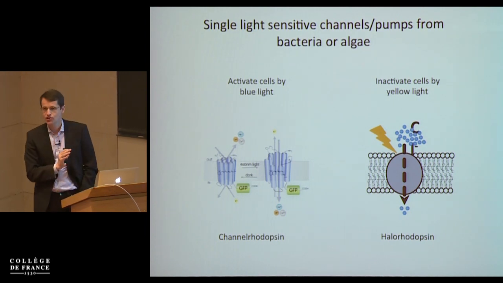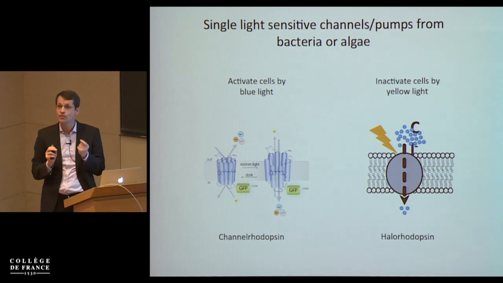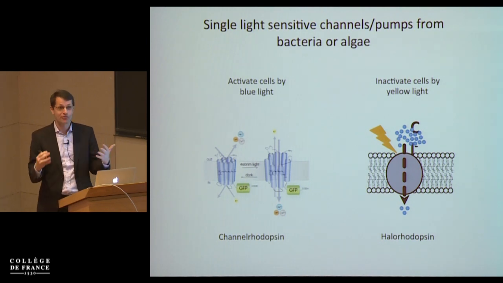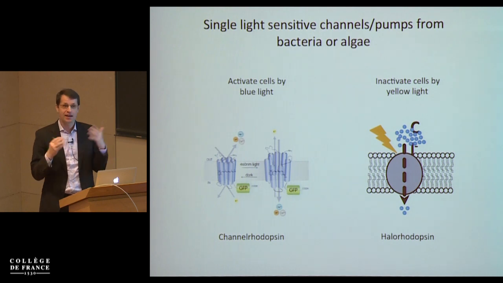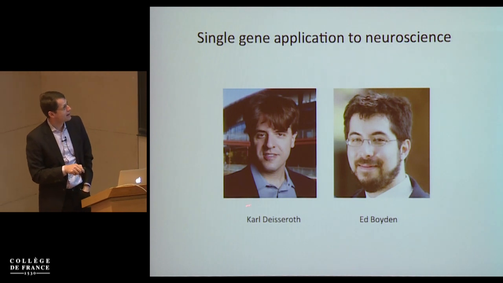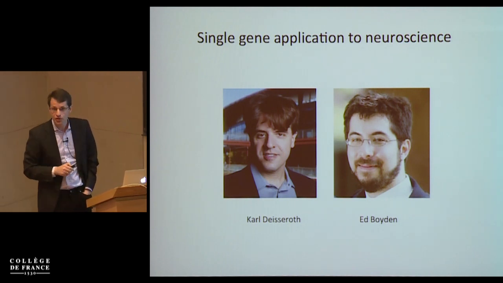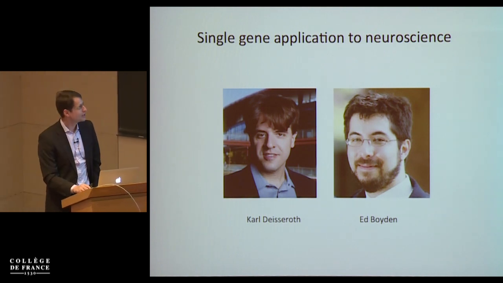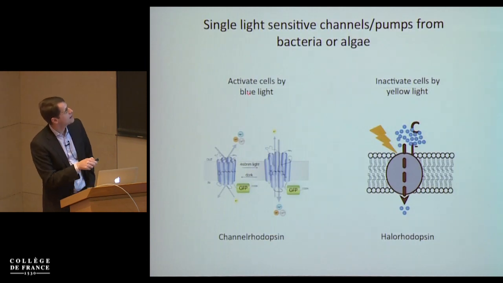So this research led to the demonstration that you can do this with a single gene, and the next step was to really put it into neurons and show that it actually can work in species like flies and mice and perhaps humans. This was done by Karl Deisseroth and Ed Boyden. They were the first who inserted these genes into neurons. And one thing I didn't mention is that the difference between these two proteins is that you can control channelrhodopsin by blue light and halorhodopsin by yellow light.